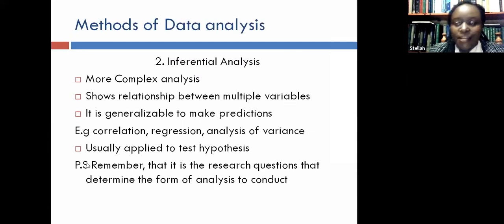So the second one, I say it's the most interesting because it communicates more about your study. This is when you start seeing the whole reason why you are doing your research. This is where the whole information you've been looking at starts coming in. That is the inferential analysis. So this is more complex as compared to the descriptive, and it normally shows a relationship between various variables. So unlike the descriptive, which is univariate, when it comes to inferential, then you can bring in different variables. You can bring in an independent variable and a dependent variable together.